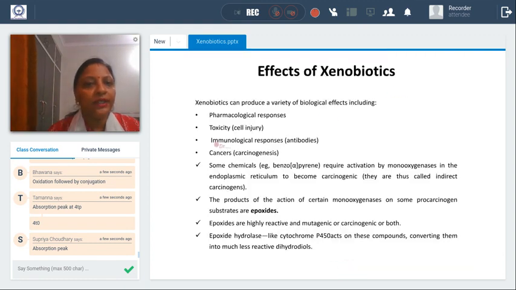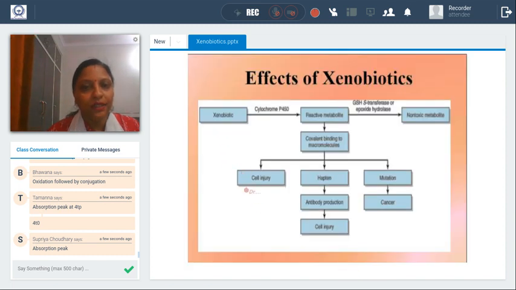These are the effects of xenobiotics: pharmacological responses, toxicity, cytotoxicity, immunological responses via antibodies and haptens, and lastly, cancer. So ultimately it leads to cell injury, and via mutation leads to cancer or carcinogenesis.